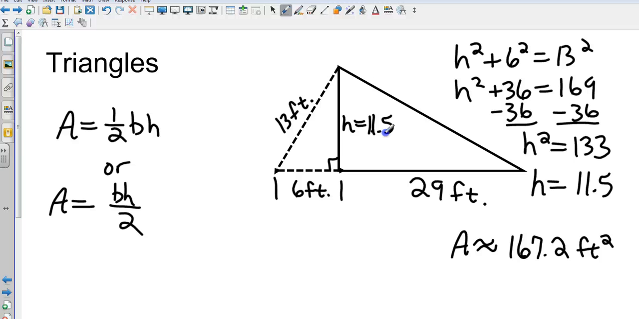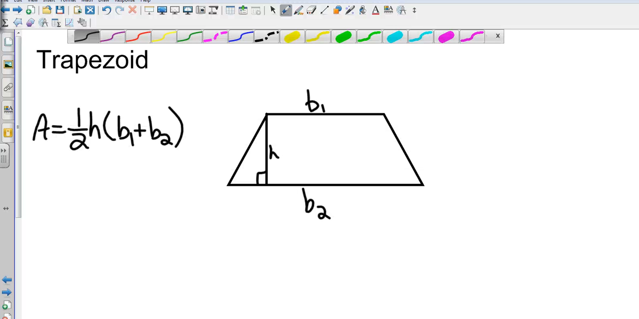Okay, so now let's move on to 11-2, which is going to give us area of trapezoids, rhombi, and kites. All right, so in our trapezoid, we have 1/2 of the height times base 1 plus base 2. Now, it doesn't matter which one you consider base 1 or base 2. You could put the bottom one as B1 or the top one as B2. It doesn't make any difference.